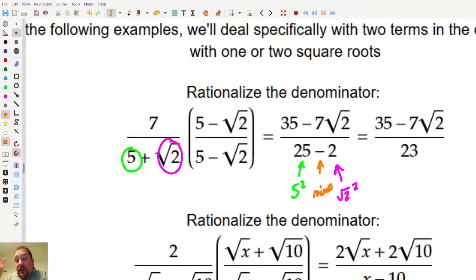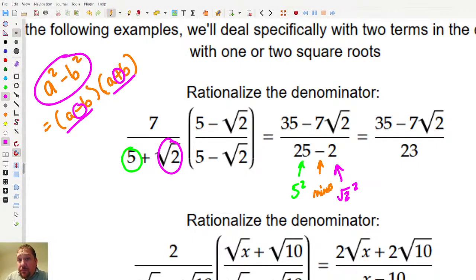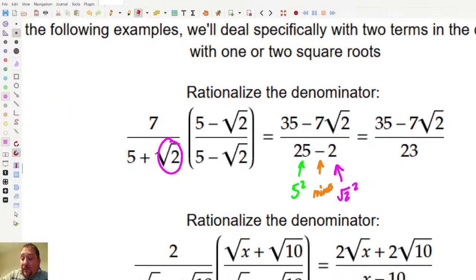25 minus 2. Actually, for those who are making a connection, when we talked about factoring polynomials, we said a squared minus b squared is equal to a difference of squares. That's exactly what we're doing. We have two terms multiplied by two terms whose signs are different in between them. That's always going to equal the first term squared minus the second term squared. So that's truly what's going on there.